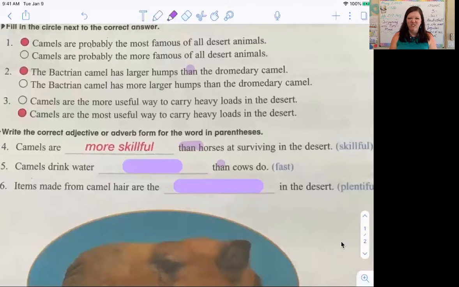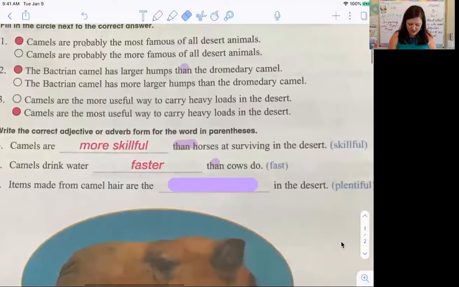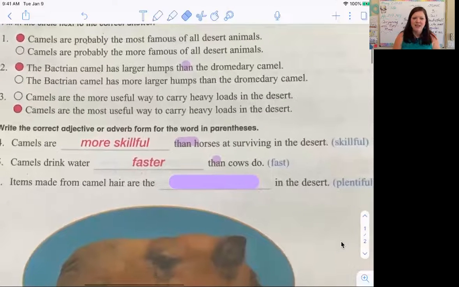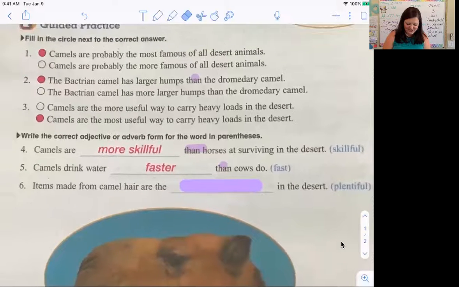That doesn't sound right. No, maybe fast is dealing with yesterday's lesson. If we're comparing two things, what two letters did we put to the end or add on to the end of that word? ER. Camels drink water faster than cows do. I think that was a little tricky one. They put it in there just to see if we were paying attention from yesterday. Our last one, number 6.